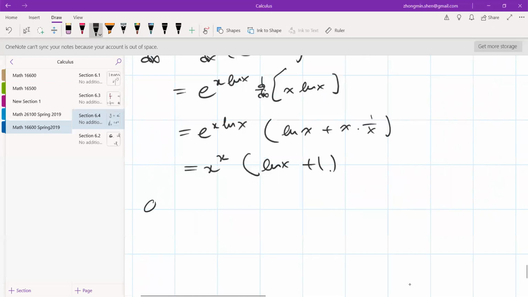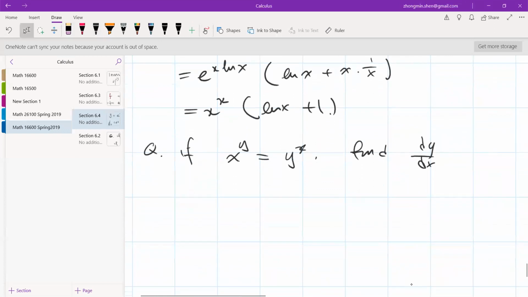Right, so let's take a look at the next one. If x to the y is equal to y to the x, find dy/dx. This is implicit differentiation, so you view y as a function of x.